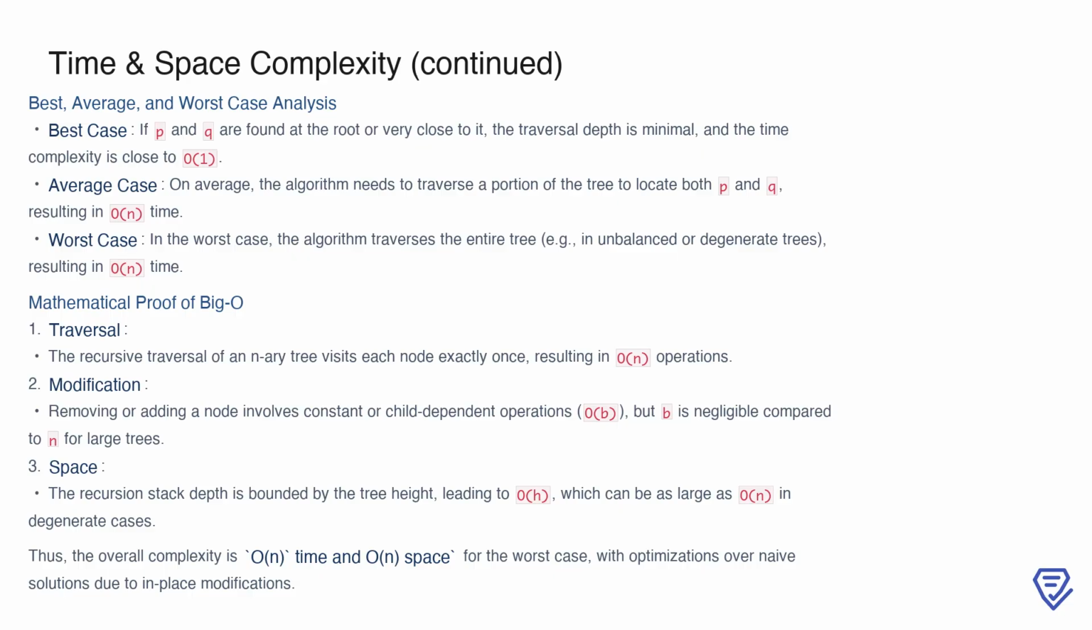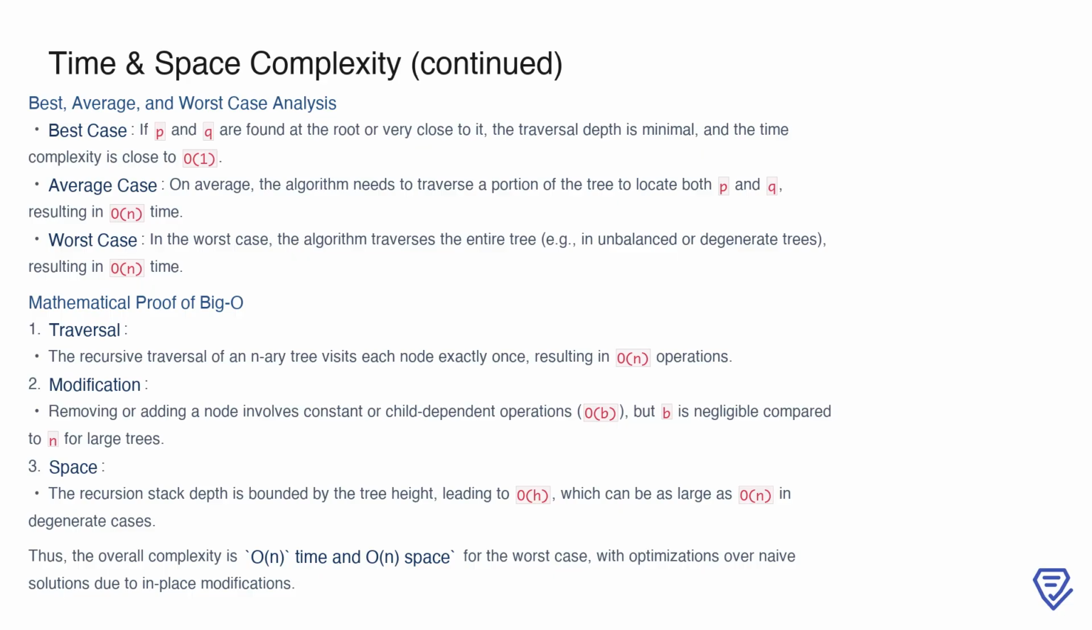Let's wrap up with a best, average, and worst case analysis. In the best case scenario, if p and q are located at the root or very close to it, the traversal depth is minimal, and the time complexity approaches O(1). On average, the algorithm traverses a portion of the tree to locate both nodes, resulting in a time complexity of O(n). In the worst case, such as in unbalanced or degenerate trees, the algorithm may need to traverse the entire tree, leading to O(n) time complexity.